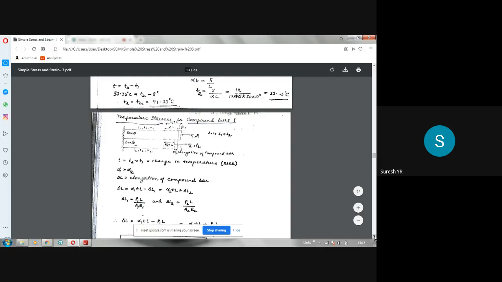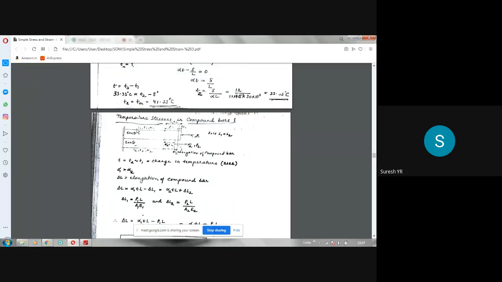So here, please draw the diagram neatly. There are two bars here, bar 1 and bar 2, of different materials. One may be steel, another may be copper, something like that, of same length. Here I have taken the same length, but the same concept holds good for different lengths also. Length of bar 1 and length of bar 2 are same. Let us take areas as A1, A2, and length L1, L2 is equal to L.